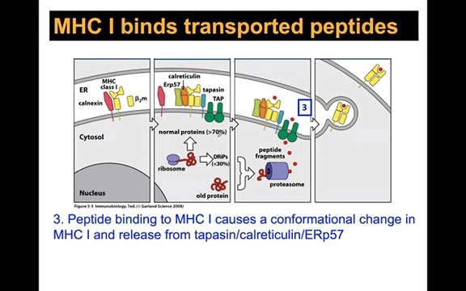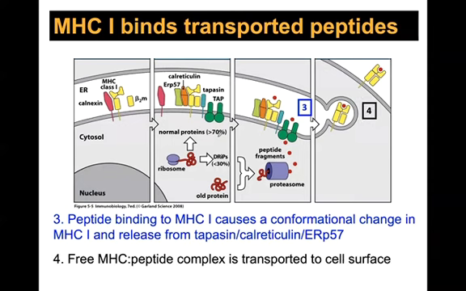Once you have that, the peptides that are being fed through the TAP will bind to the MHC, and that causes a conformational change in the MHC protein. It no longer binds the chaperone proteins or tapasin, and it's released to go to the cell surface.